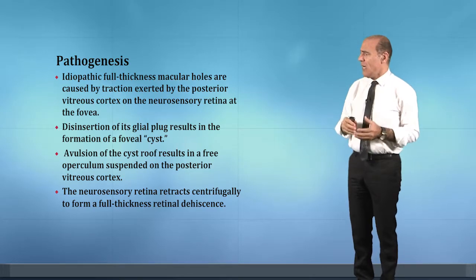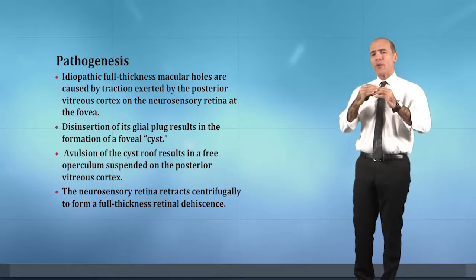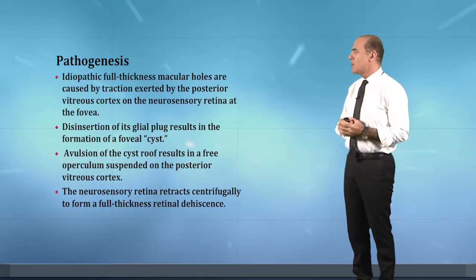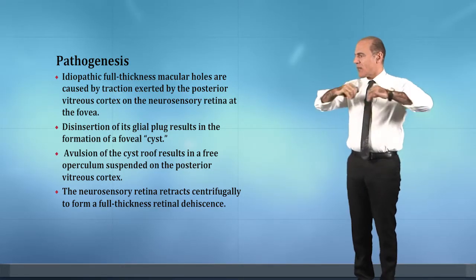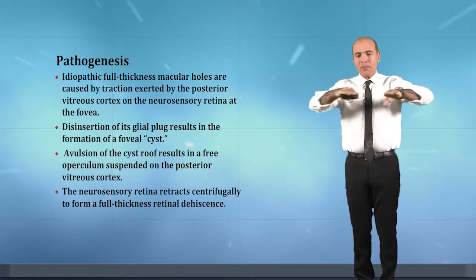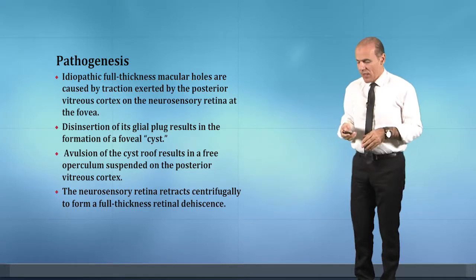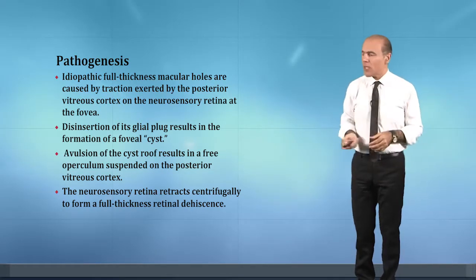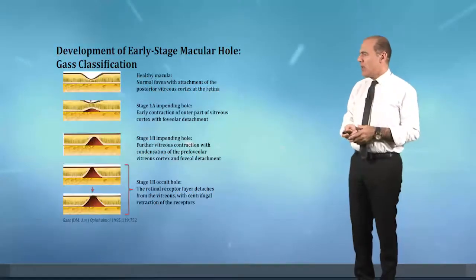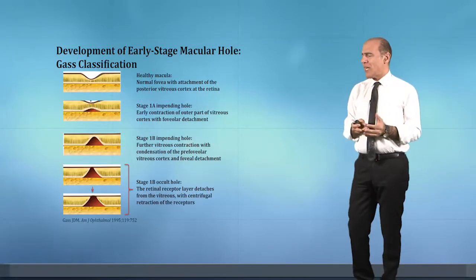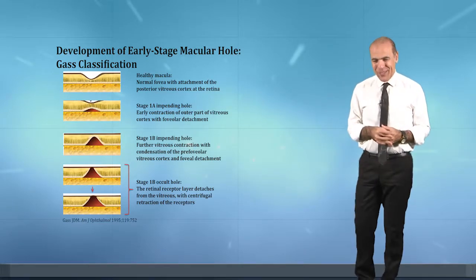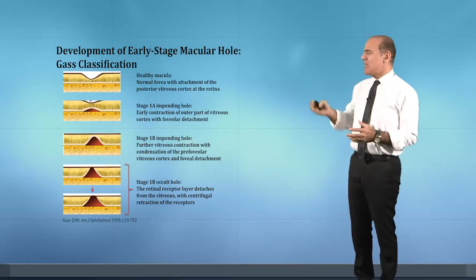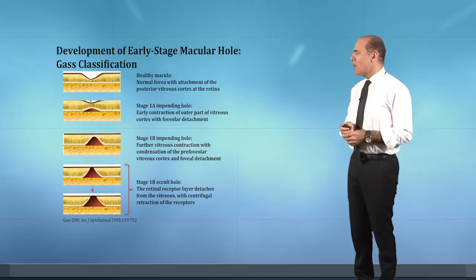And the second, avulsion of the cyst roof, or what we call deroofing, can lead to suspected posterior vitreous cortex, and the neurosensory retina after that retracts centrifugally by the tangential tractions around the hole, leading to widening of the hole. For the development of the hole as described by Gass, who is basically the godfather of the whole retinal diseases, he actually described how the hole happened.